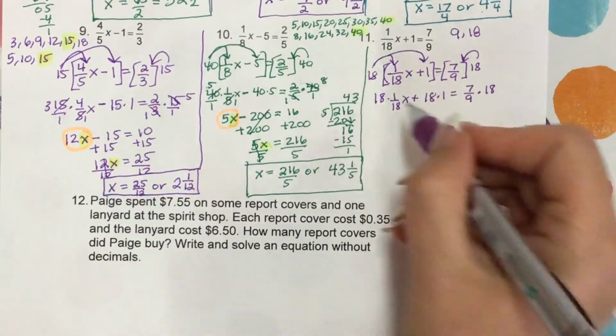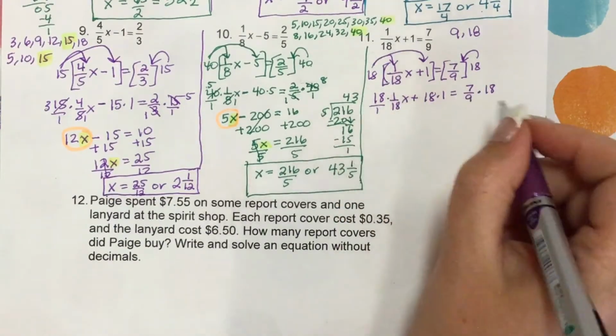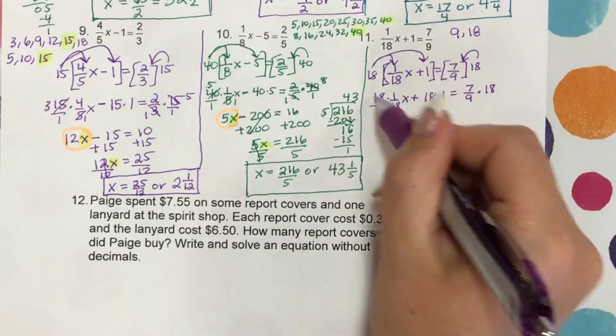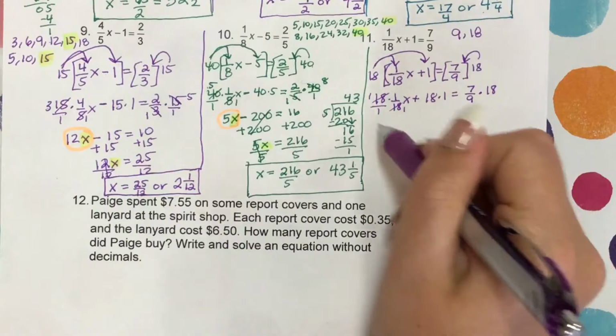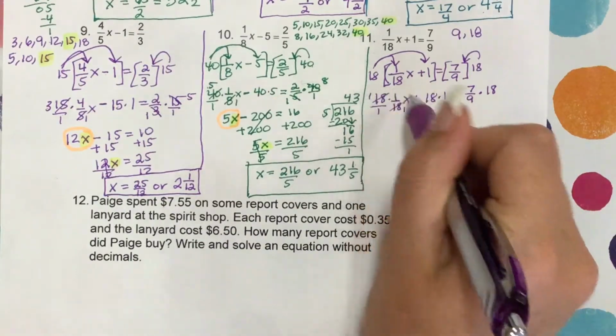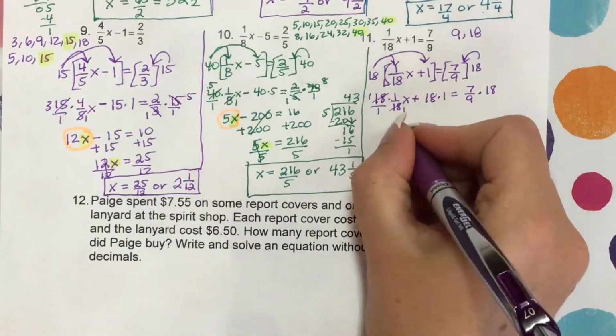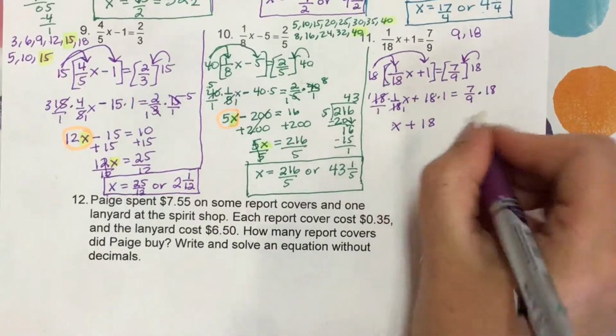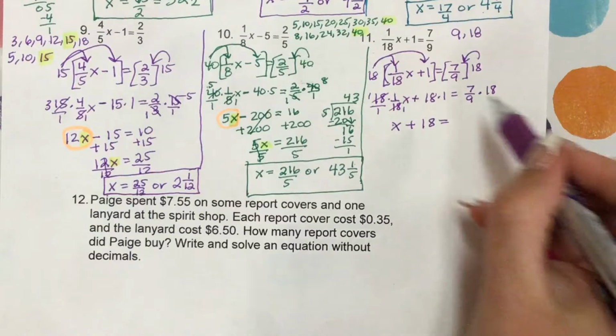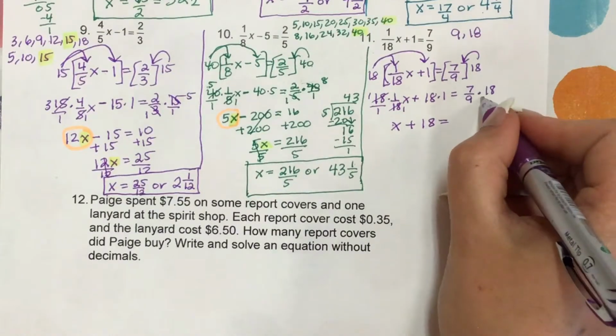Okay, I'm going to simplify this. So make this 18 over 1. I'm multiplying fractions, so the 18s cancel each other out and become 1. I just have 1 times 1, 1 times 1. That's all equal to 1. 1 times x is just x. Plus 18 times 1 is 18. Equals 7/9 times 18. I'm going to make this 18 over 1.